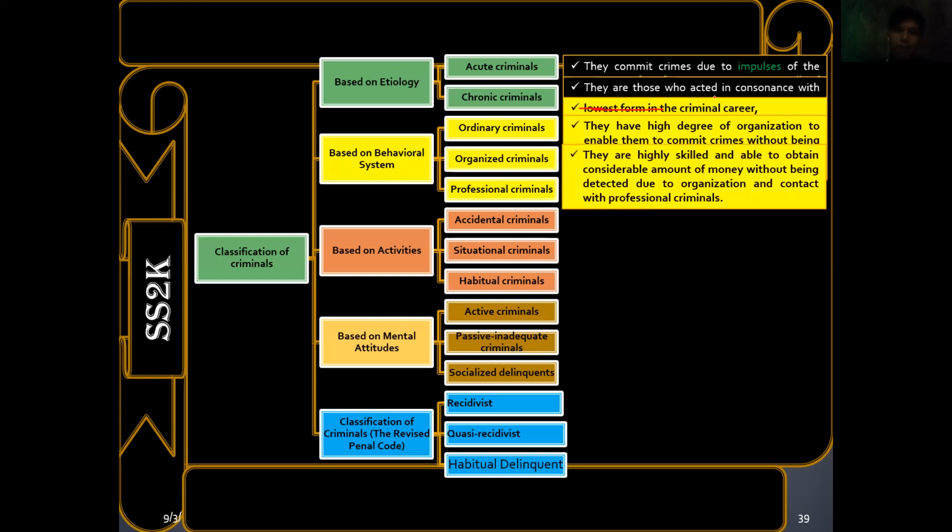How about professional criminals? When I say professional, that is already their profession. Doon na sila kumikita. No? So, professional criminals are highly skilled and able to obtain a considerable amount of money without being detected due to organization and contact with professional criminals. Okay, itong mga professional criminals, no? Ito yung mga kasama sa tinatawag nating organized criminal syndicates, or organized criminal groups. Okay? So, these are highly skilled, mataas yung antas or level ng kanilang kaalaman tungkol sa paggawa ng krimen, to obtain a considerable amount of money.